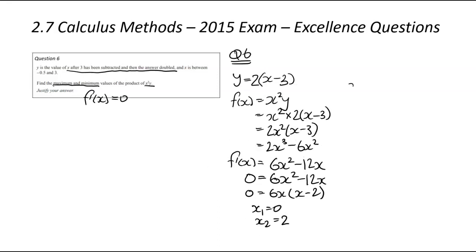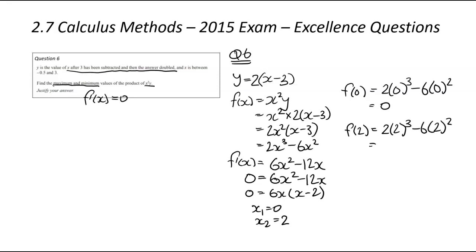So just to the side here, if x is equal to 0, we have 2 times 0 cubed minus 6 times 0 squared. That there is equal to 0. And if x is equal to 2, we've got 2 times 2 cubed minus 6 times 2 squared. 2 cubed is 8, times 2 is 16. 2 squared is 4, times 6 is 24. And there is going to be minus 8. Because this value is bigger than this value, we know that this here is going to be the maximum, and this here is going to be the minimum.